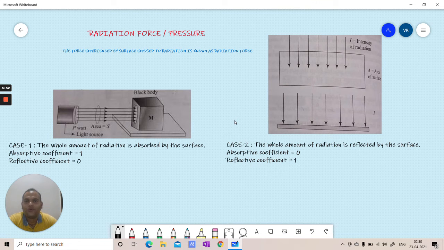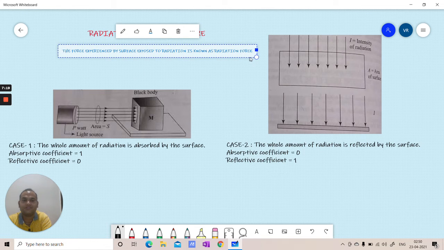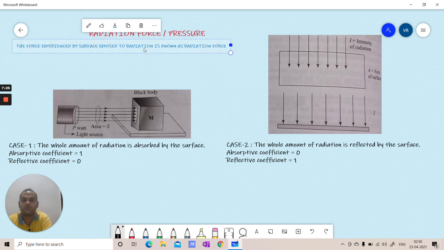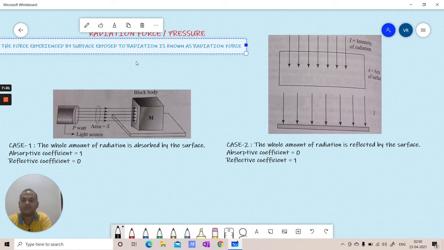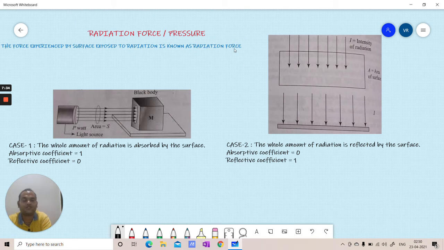So in that movie, if you have listened to them carefully, the probe which they made, they said something that sunlight's intensity will guide this probe in the desired direction. So how can sunlight guide this probe in the desired direction and increase the speed of the probe? Via radiation force or radiation pressure. The force experienced by a surface exposed to radiation is known as radiation force.